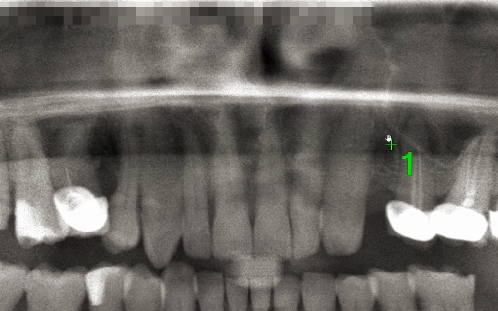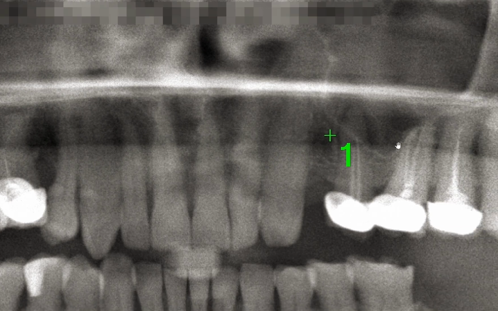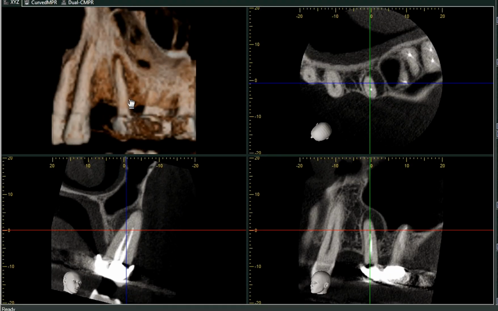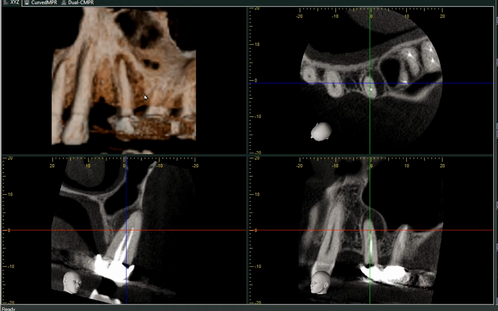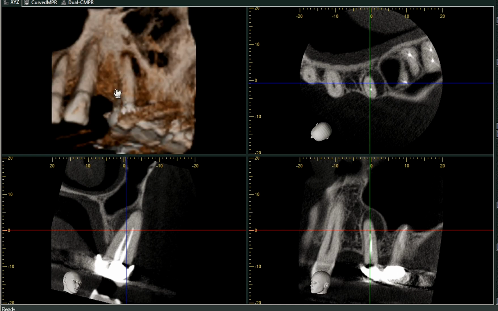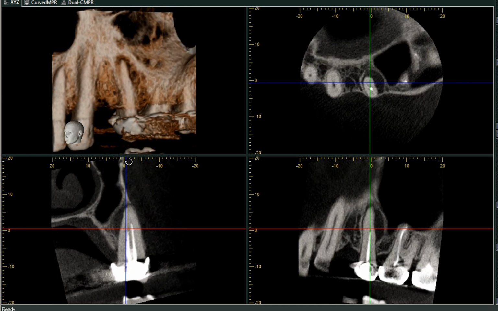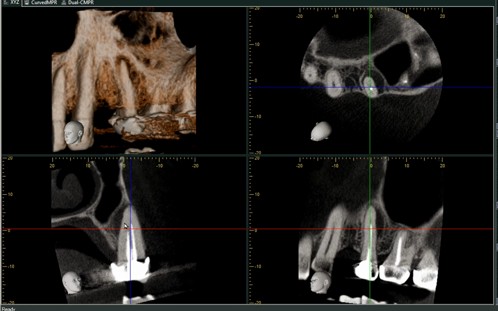So we took a scout image, and then a high resolution CBCT scan was taken for the upper left quadrant. This is the CBCT scan of the upper left quadrant where the tooth of concern, the premolar, is located. The premolar showed presence of periapical pathology mainly on the palatal aspect, the palatal surface of the root.